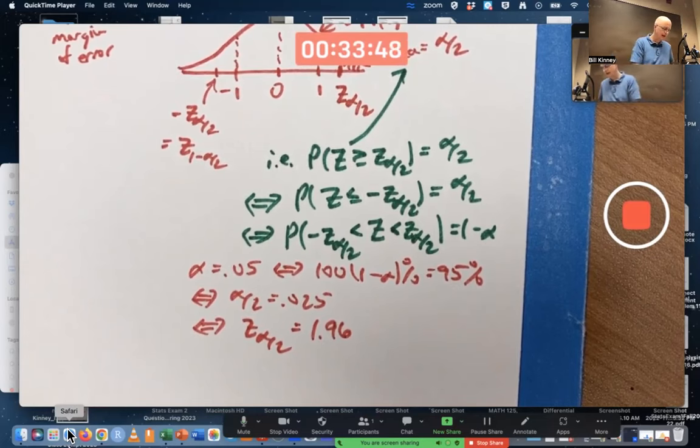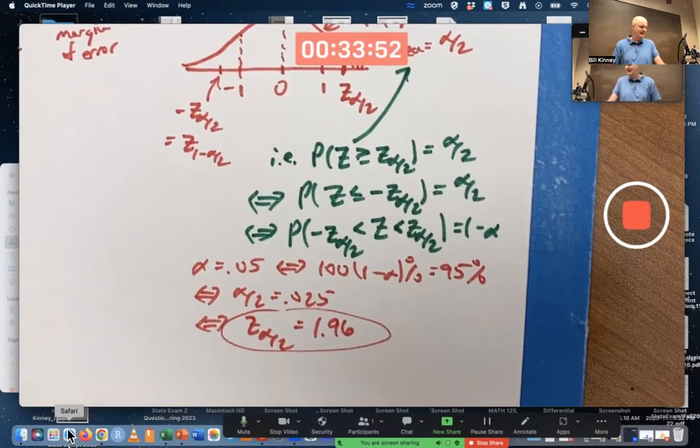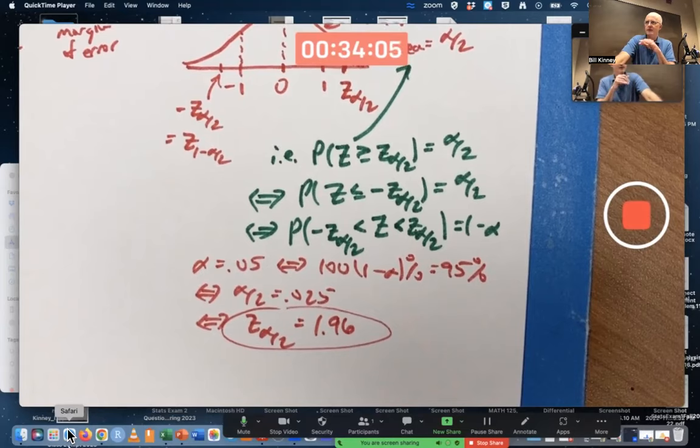And again, I said this last time, and I don't think it's wrong. That number, 1.96, is the one number that shows up the most in statistics. Because people seem to always be doing 95% confidence intervals, and when they're using a z distribution, they use 1.96. If alpha is something different, then you get a different answer there.